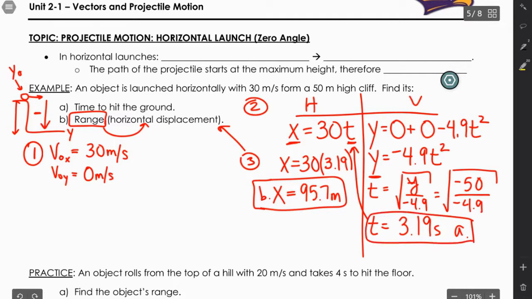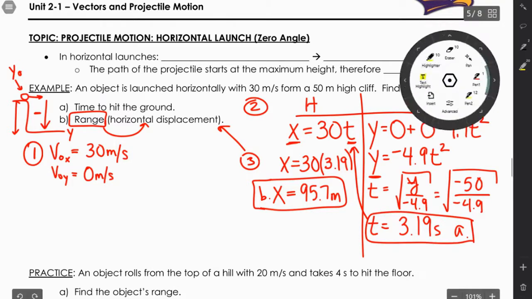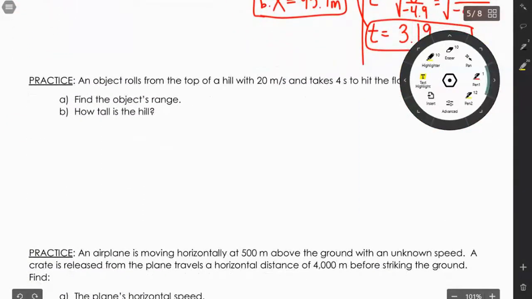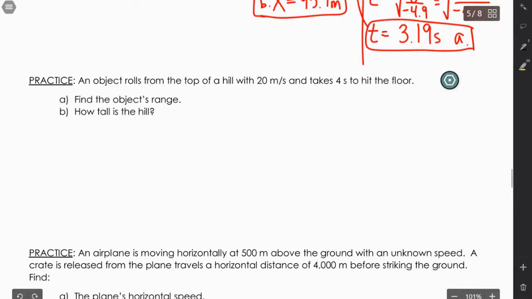Now, the next example. We have an object rolling from the top of a hill with 20 meters per second. It takes 4 seconds to hit the floor. So basically it's coming off the hill, so it started up here and rolled down off the hill. We know that it takes 4 seconds to go down, to take our path.